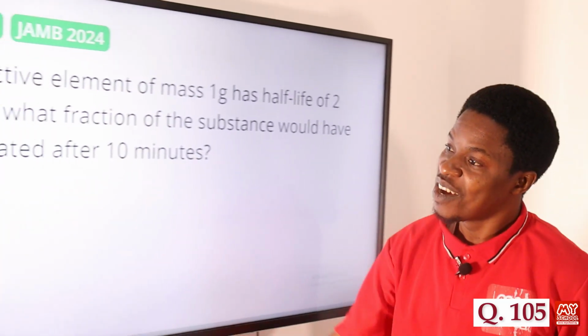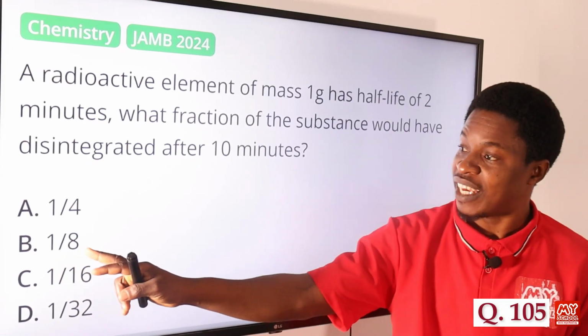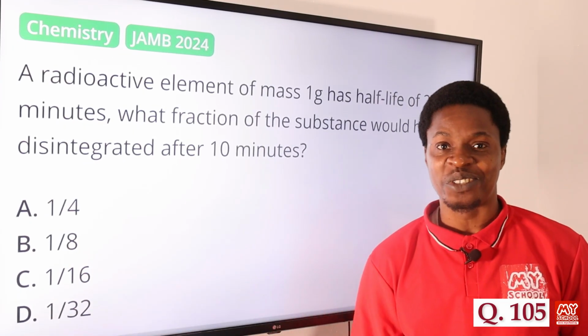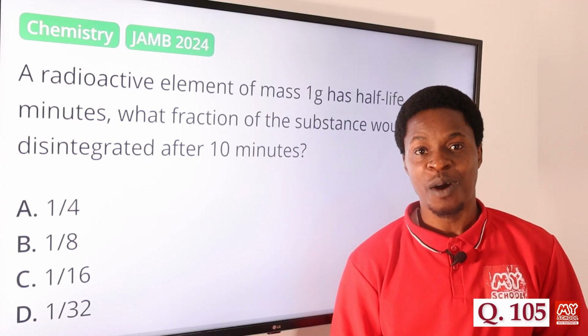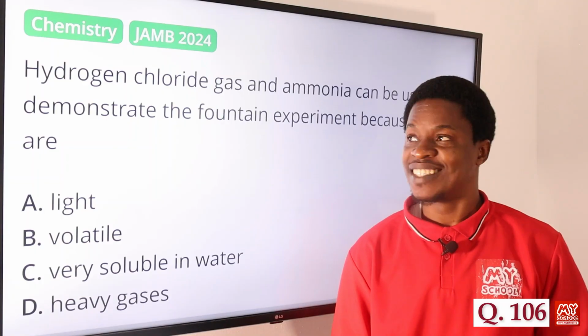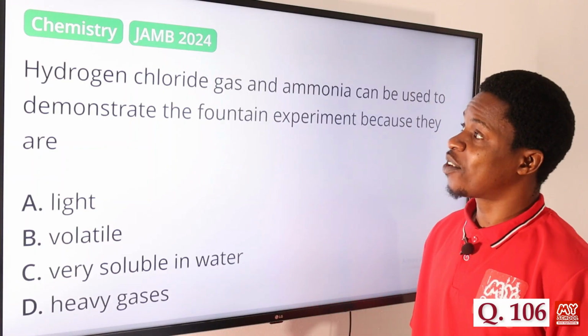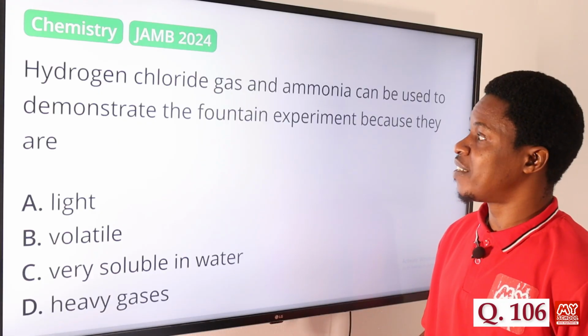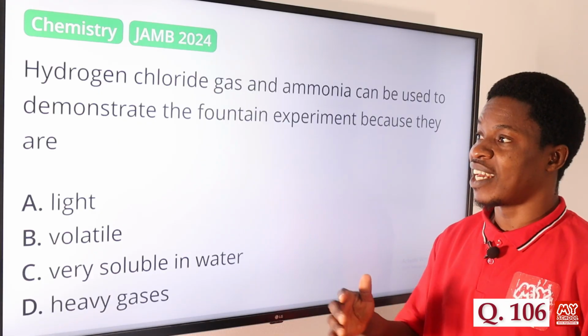Option A says 1 over 4, option B says 1 over 8, option C says 1 over 16, and option D says 1 over 32. So the correct answer is option D. Now let's move on to question 106. Question 106: Hydrogen chloride gas and ammonia can be used to demonstrate the fountain experiment because they are what?